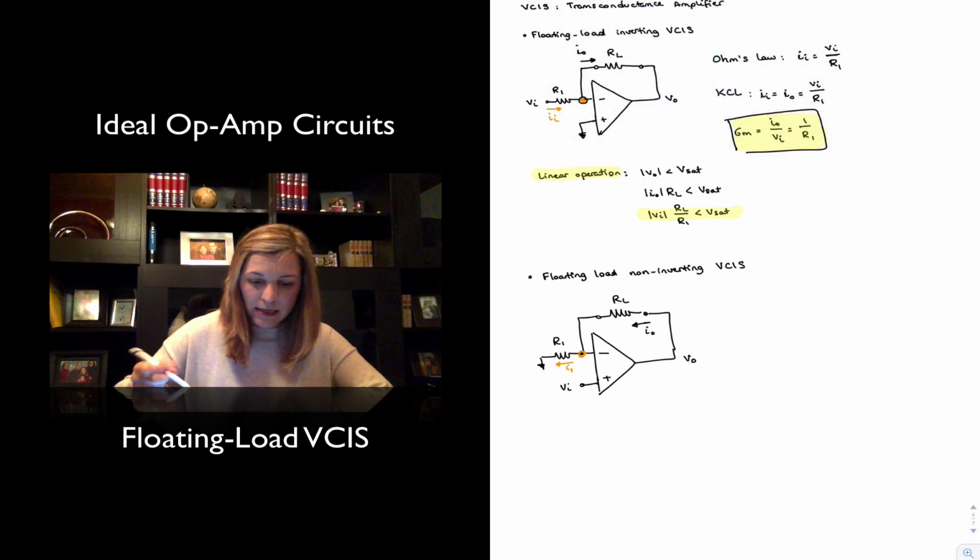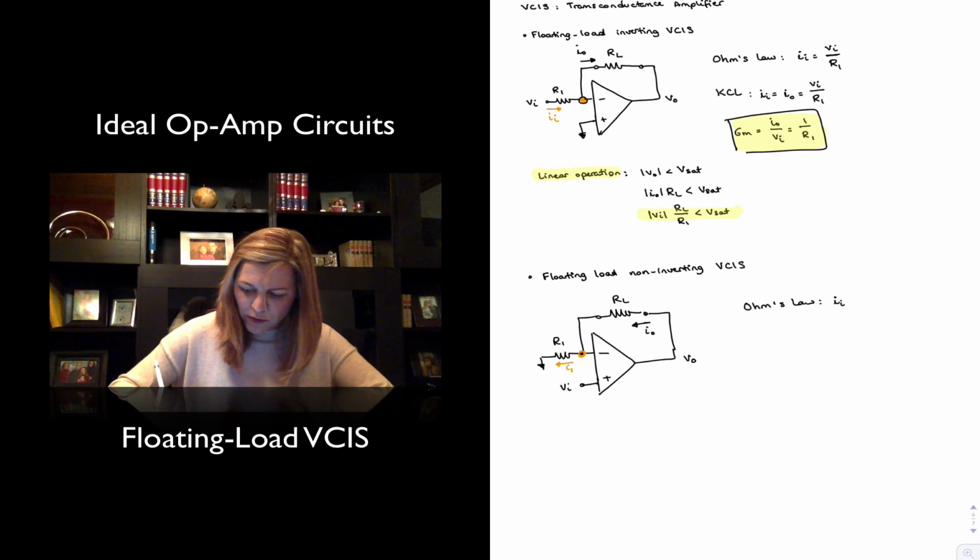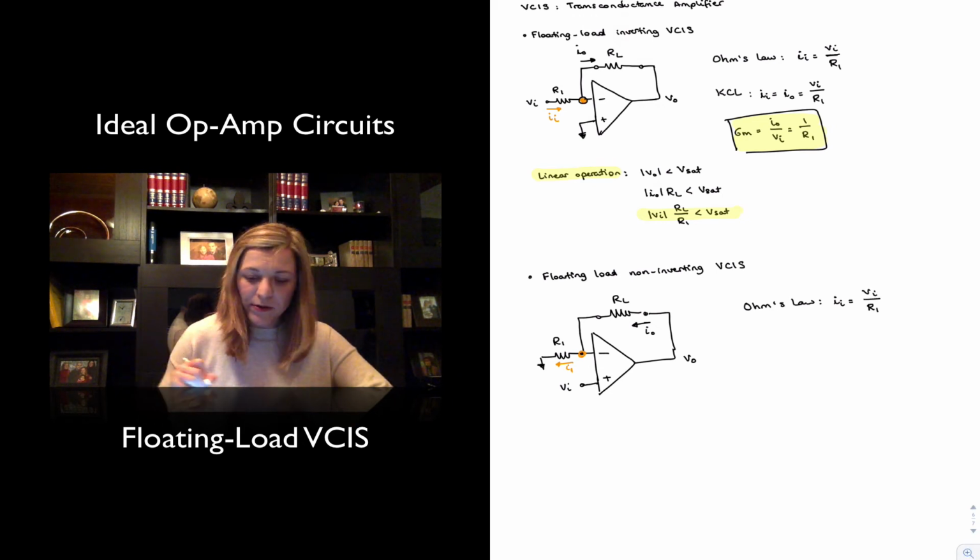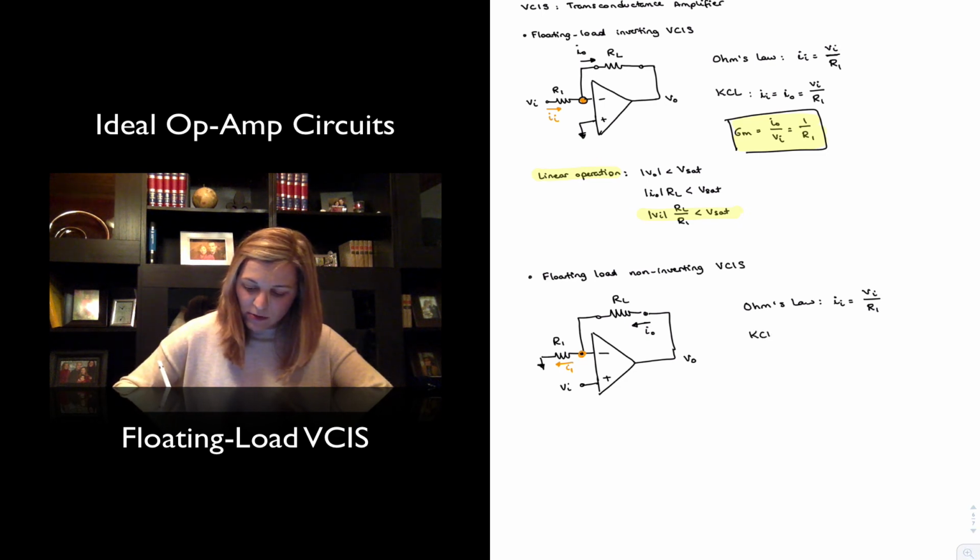Let's go ahead and analyze the circuit. Similarly to what we did before, we can use Ohm's law to come up with an expression for I1, which is just going to be the same thing as before, V in minus 0 divided by R1. From KCL, we know that I1 must be equal to I out. And so I out is also V in over R1. And therefore my transconductance, which is the ratio of I out to V in, is again equal to 1 over R1.